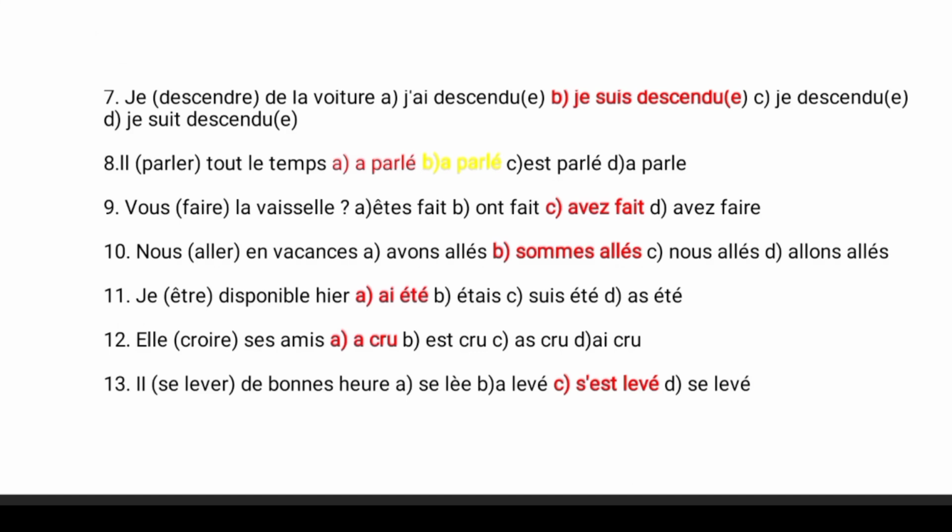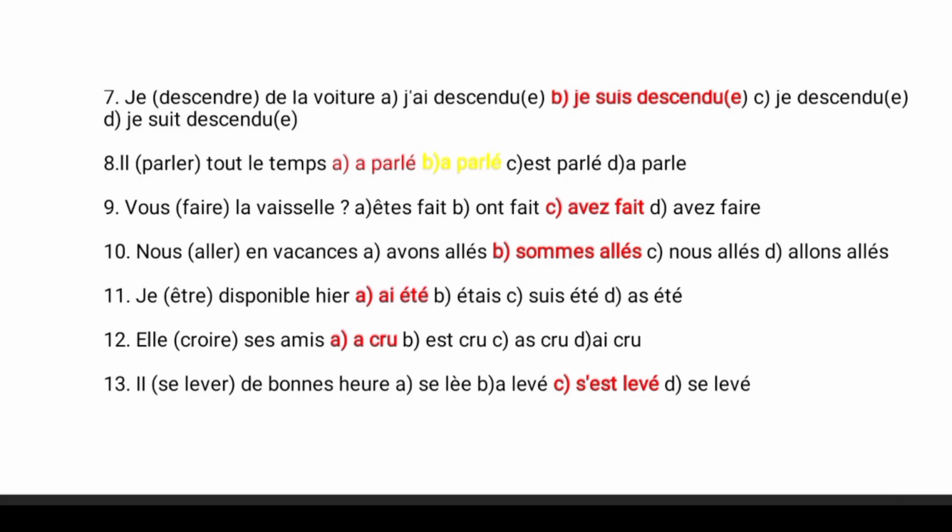And if you are a student, I'm actually wishing you the best. I'm rooting for you. Look at that example. We have je descends de la voiture. Et j'ai descendu. That will not be the answer because this one refers to an action by a person, and it's a movement verb. So it will be je suis descendu. Now we have B as the answer.